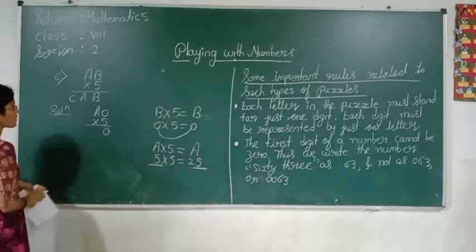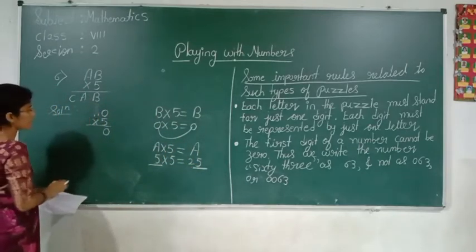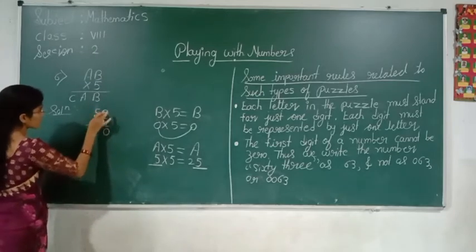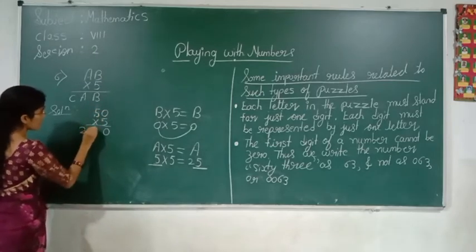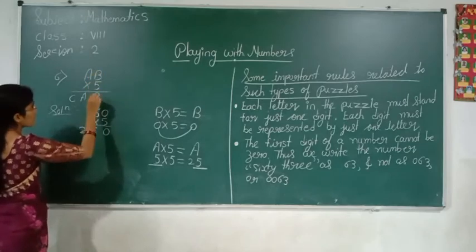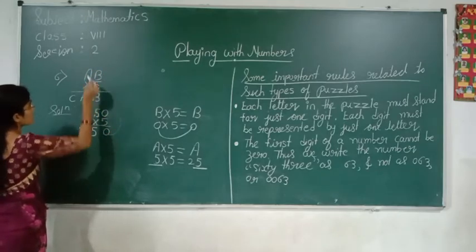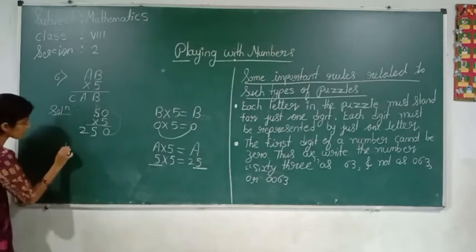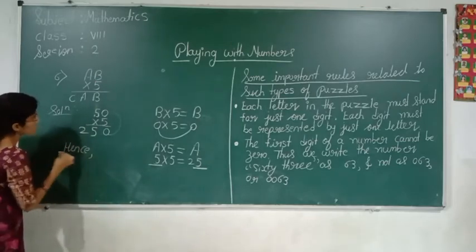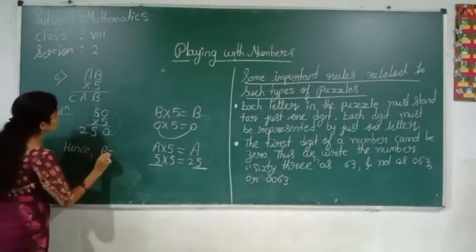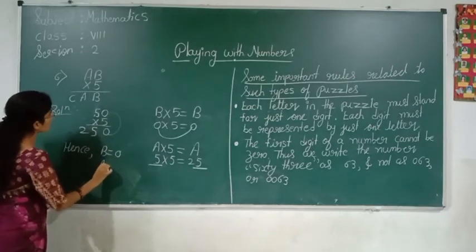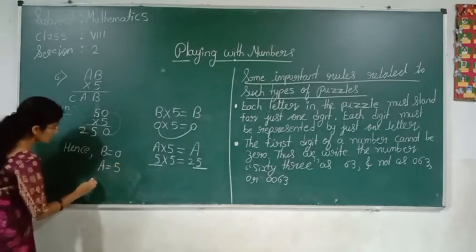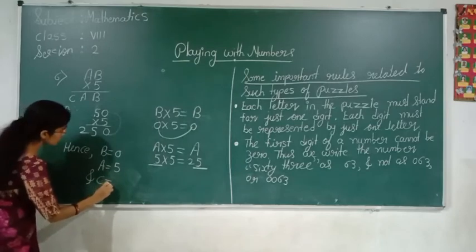In place of A, what can we put? In place of A, I can put 5. 5 0 is 0. 5 5 is 25. Now see here, B, these two are same. A, here these two are same. Okay, what can you write? Hence B is equal to 0, A is equal to 5 and C is equal to 2.